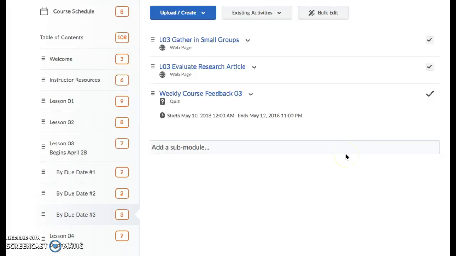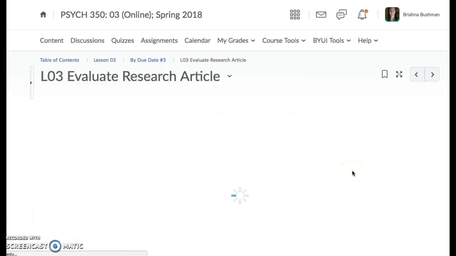Hi everyone. I wanted to go over the Evaluate Research article assignment and the gather in small groups assignments. I've had a few questions about both of these items, and I felt like it might be good to go over those really quickly and kind of clear some of those up. So first things first with the Evaluate Research article assignment.